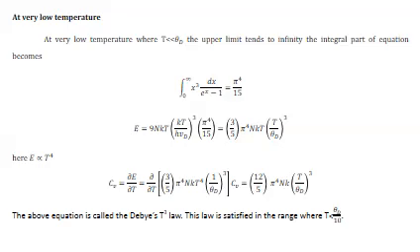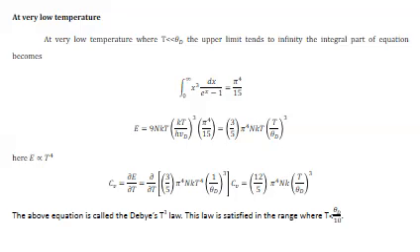Here, T is very much lesser than theta D. The temperature will be lesser than the cutoff frequency. Then, the upper limit changed to infinity. The integral part of the equation becomes integral 0 to infinity x cube dx divided by e power x minus 1, whose value will be pi power 4 by 15. When you solve it by integration by parts, then you will get the result pi power 4 by 15.